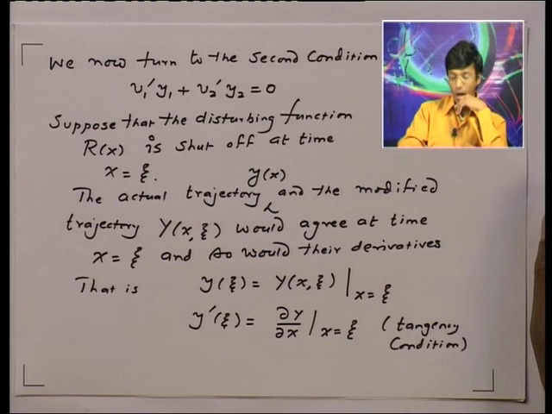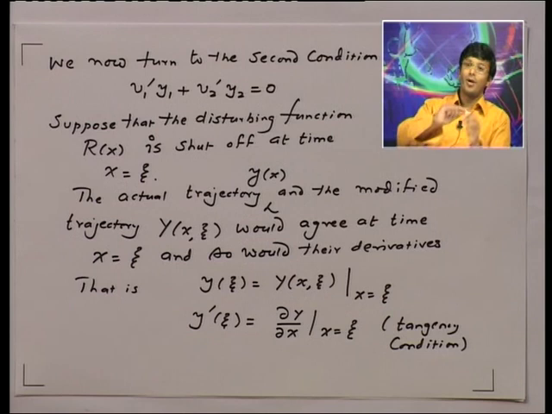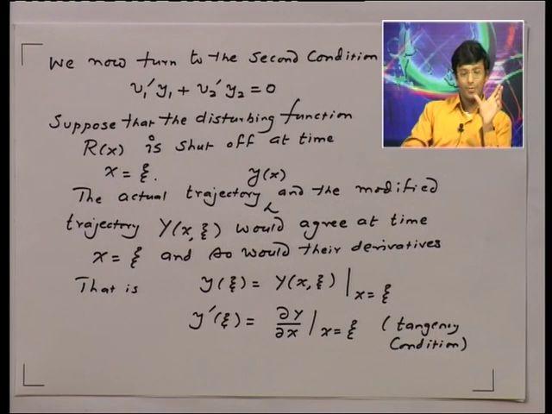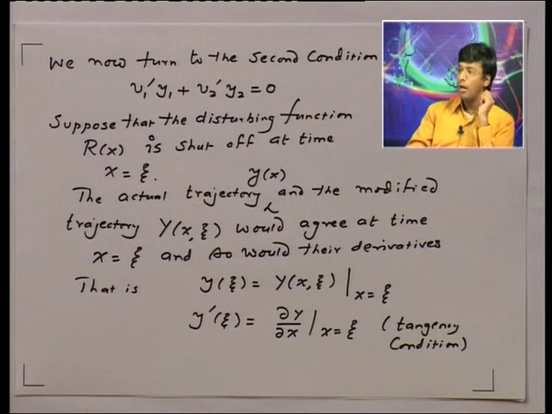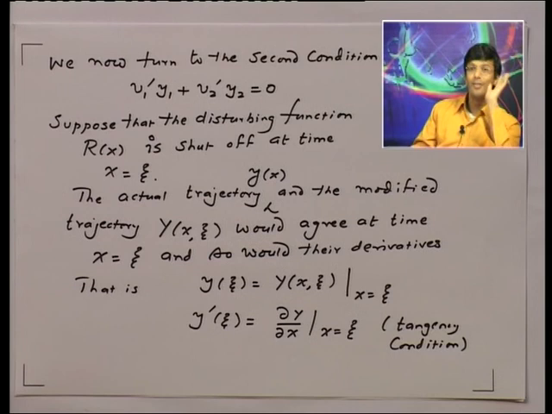Now, you are looking at an object that is moving in accordance with some law which will give you a homogeneous differential equation. Let us assume that you have a harmonic oscillator y double prime plus y equal to 0, and you put a disturbing function r(x). Now, what do you think will happen? Suppose that suddenly at time x equal to psi, the disturbing function is shut off by some mechanism, then what will happen to the trajectory?